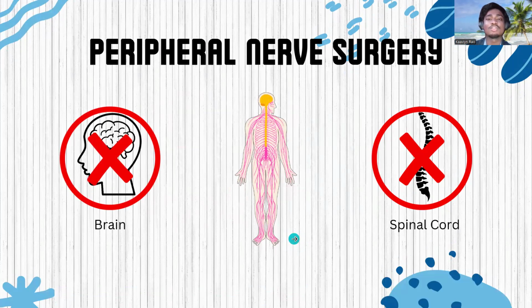There's also something called peripheral nerve surgery. Peripheral nerve surgery involves everything else besides the brain and the spinal cord.